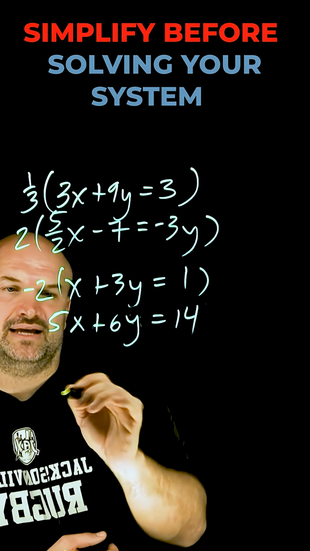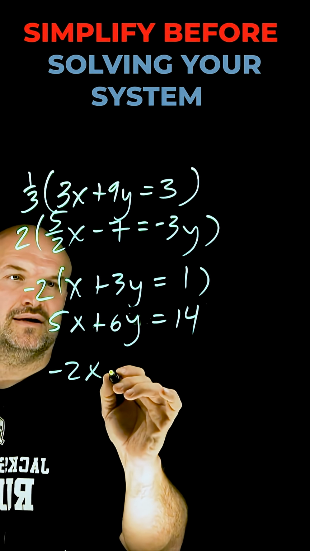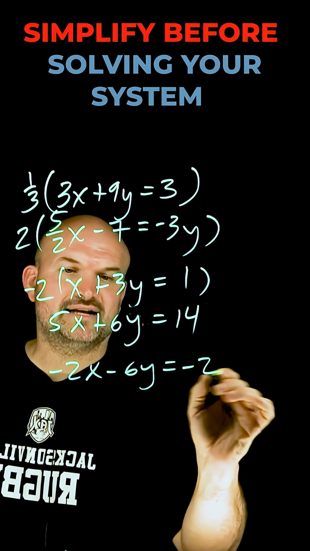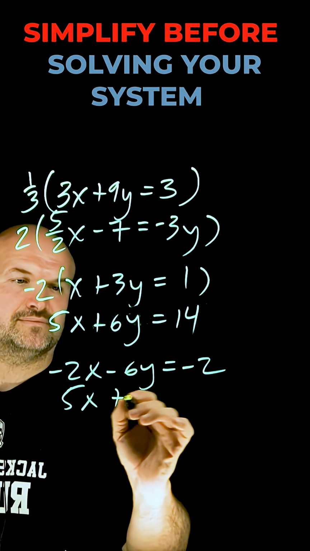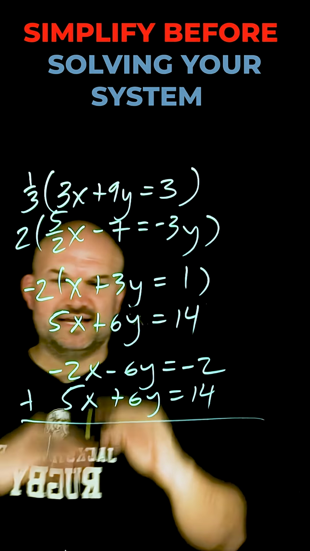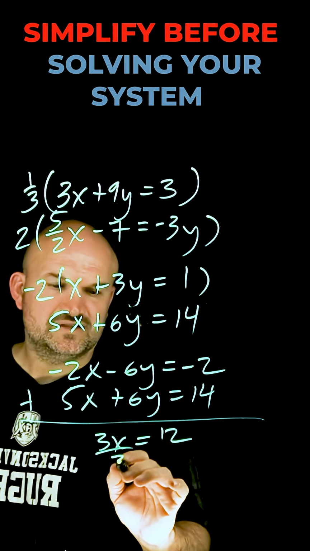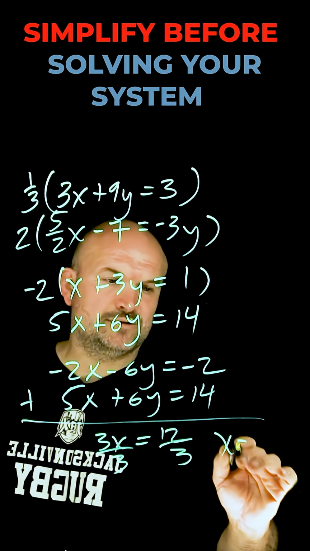That's now going to give me a -2x. I guess I'll just have to rewrite it. -2x minus 6y equals -2. And then over here, 5x plus 6y equals 14. Now I can add these two equations up. That's going to give me 3x is equal to 12. Divide by 3, x is equal to 4.